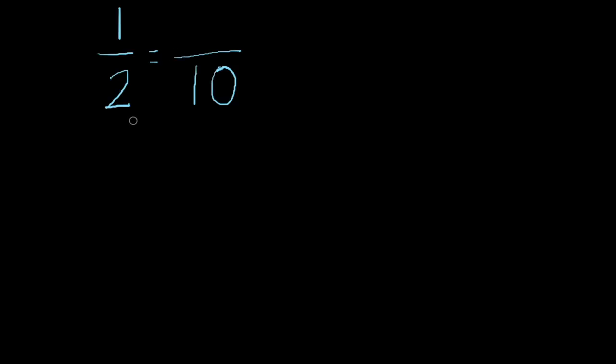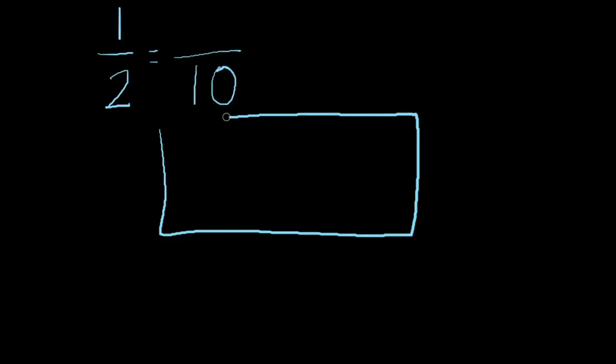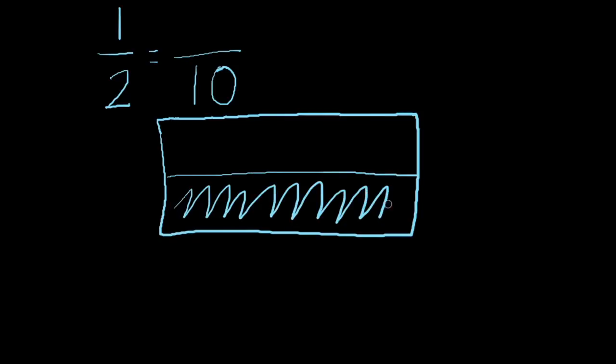For this last example, we're going to draw an area model and use it to help us figure out that 1/2 is equal to how many tenths. I'm going to start out drawing a big rectangular area model, and I'm going to cut it in half. And I'm going to shade 1/2 of this area model. So over on this side, I have my area model, and it's broken up into 2 equal parts.